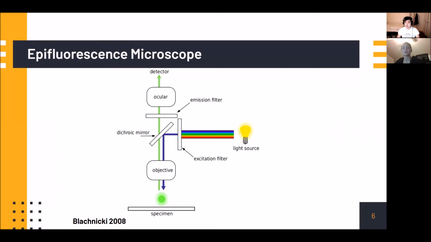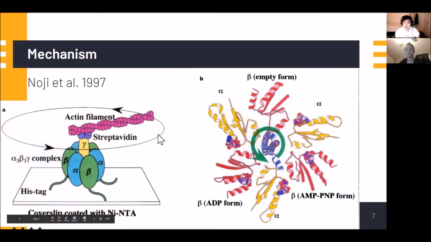Once the light reaches the sample, the fluorescent label fluoresces. The emitted light, which was measured to be in the range of 560 to 620 nanometers, passes back through the objective lens and is refined by the emission filter. The fluorescence of the actin filament is observed through the ocular piece of the microscope. As shown in Figure A, the researchers placed an actin filament on top of the gamma subunit and observed anti-clockwise rotation when viewed from the membrane side.